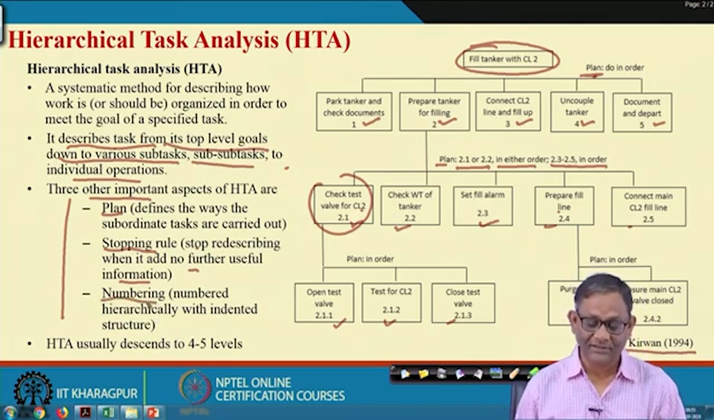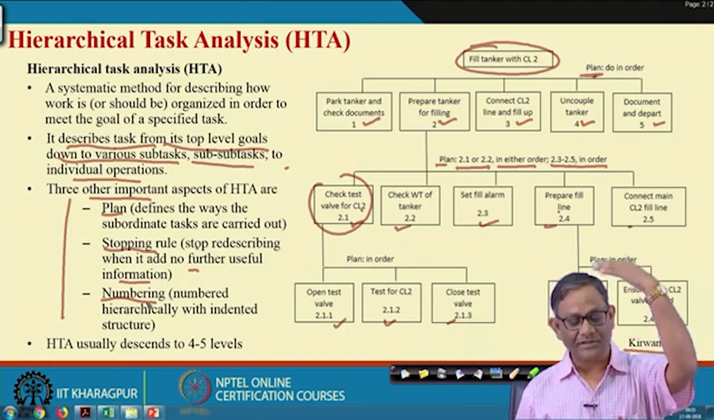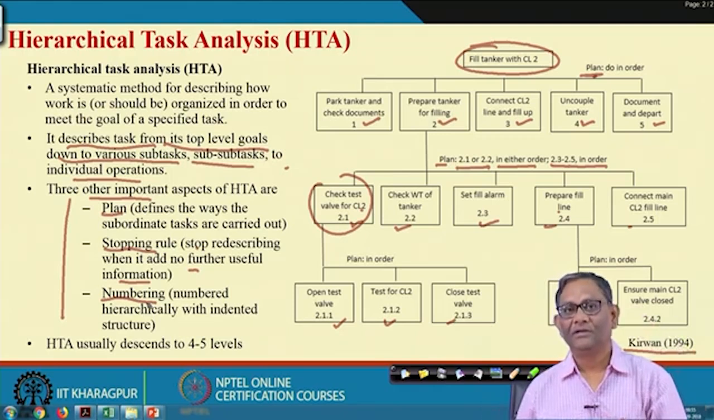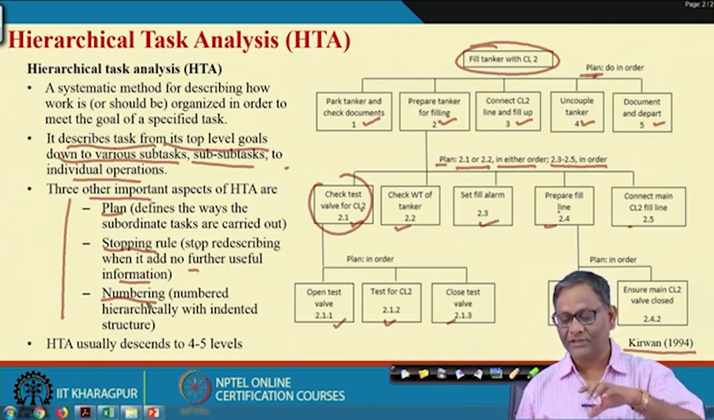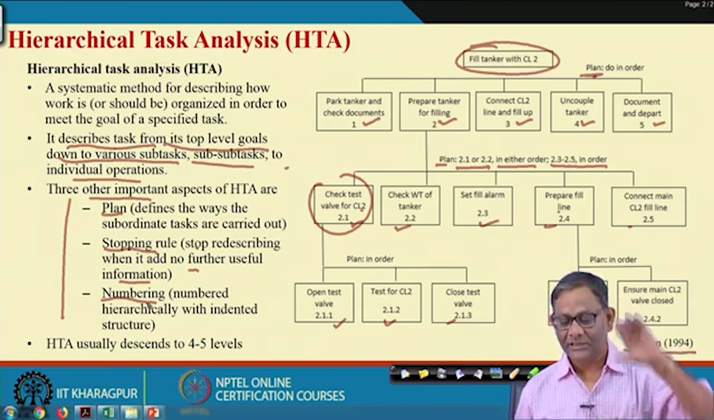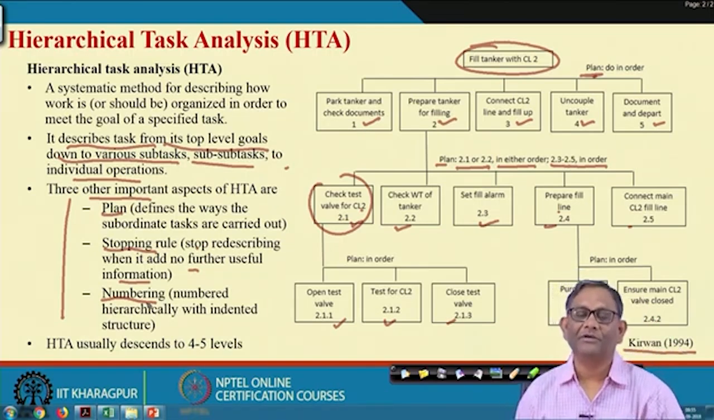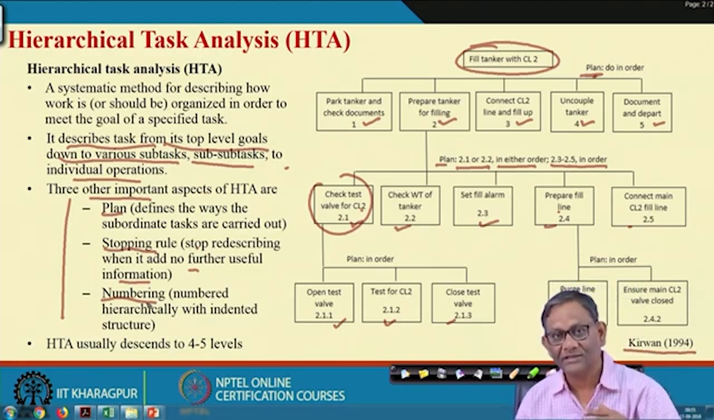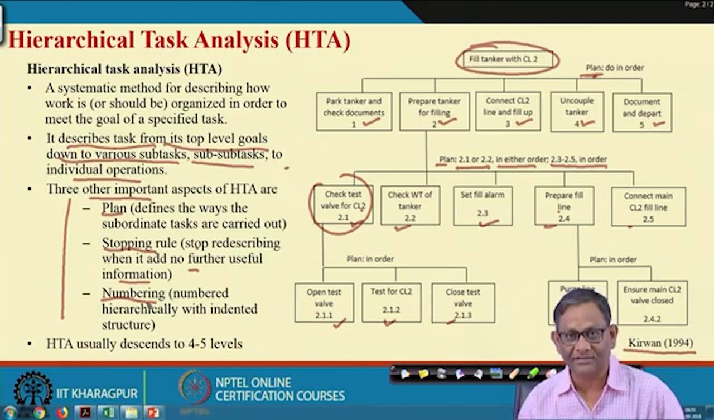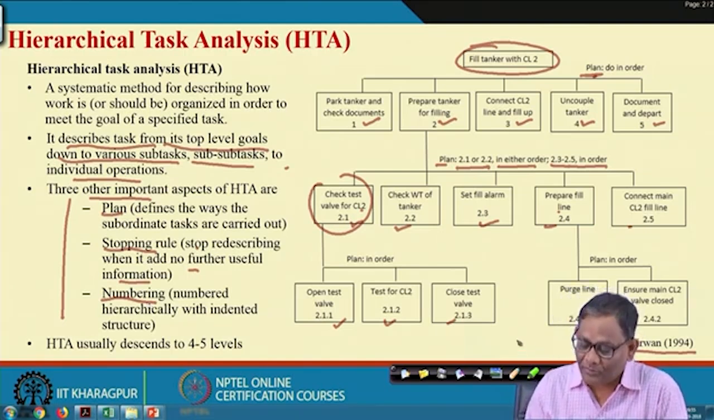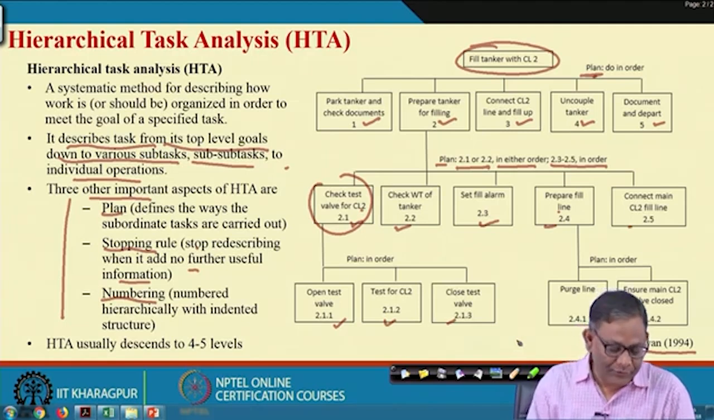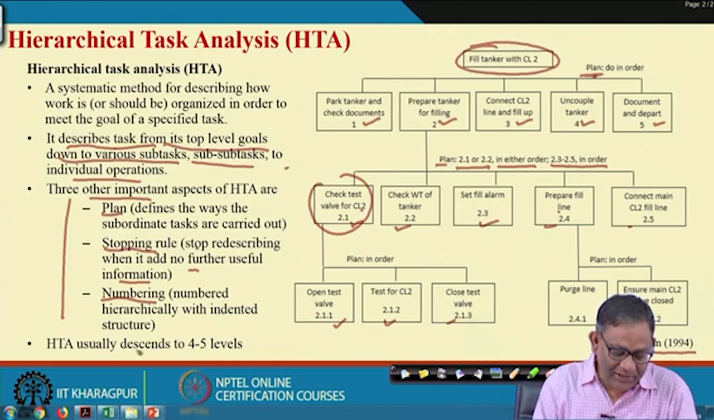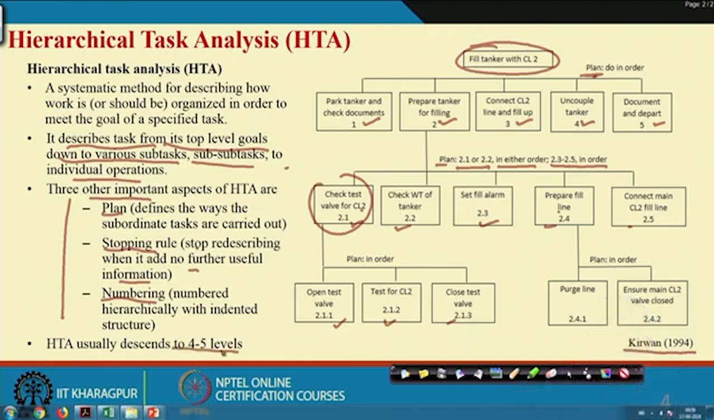So, then what is task analysis? This is our hierarchical task analysis, because we started with the ultimate goal and then finally we break down to the individual operation level. And in between, when you are starting with this overall goal, you are planning how that overall task will be completed. And then again the subtask, if it requires further redescribing, you have done this. In this manner, you are coming to the bottom level when no further redescription is needed, because you are at the actual execution and operation level. So, an HTA usually descends to 4 to 5 levels. This is hierarchical task analysis.